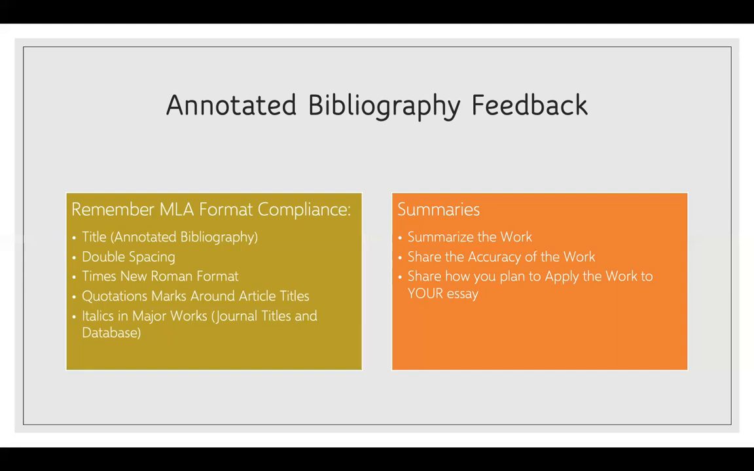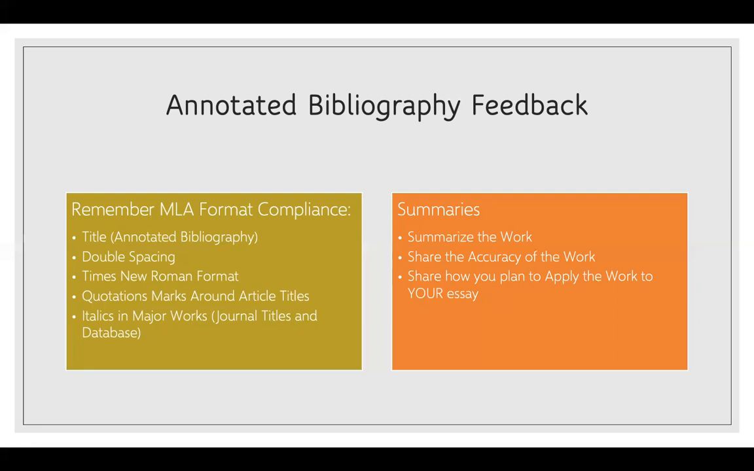For your summaries, a lot of you are doing a great job of summarizing the work, but a lot of you are neglecting to share the accuracy of the work. What this means is saying things like, this is from a well renowned journal that was just published last year, or this author has also had multiple publications. Make sure that you talk about why this article should be considered valid. What makes it different than Facebook? What makes it different than just Googling something? Give some context as to why it's accurate.